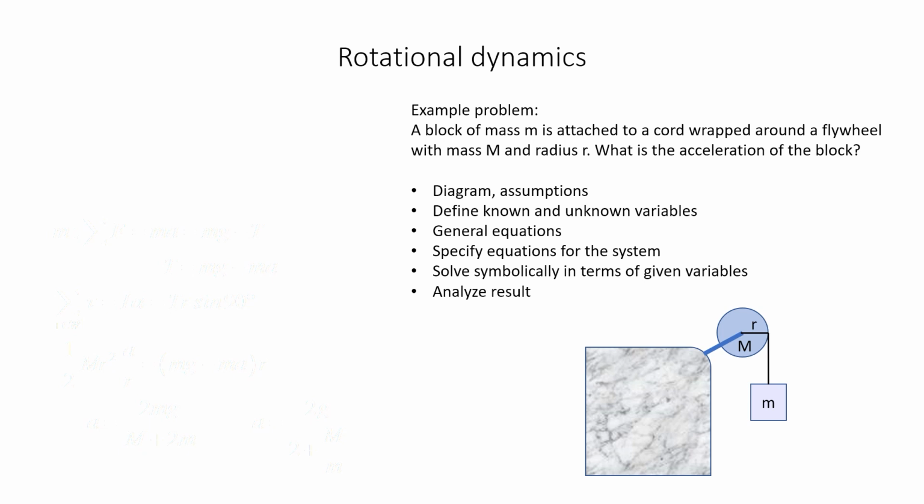Our assumptions here will be that there's no friction in the pulley, that there's no air resistance on the falling mass, that our string is inelastic and massless. We know the mass of the pulley, the mass of the block, and the radius of the pulley. What we want to find is the acceleration of the block, A.